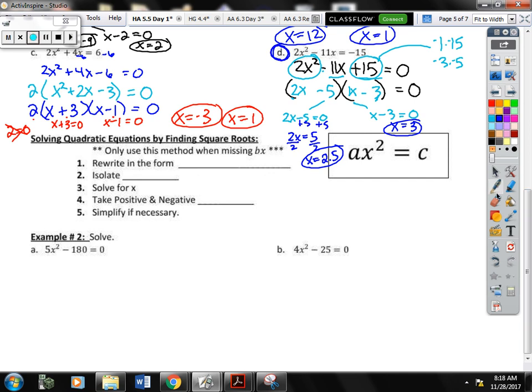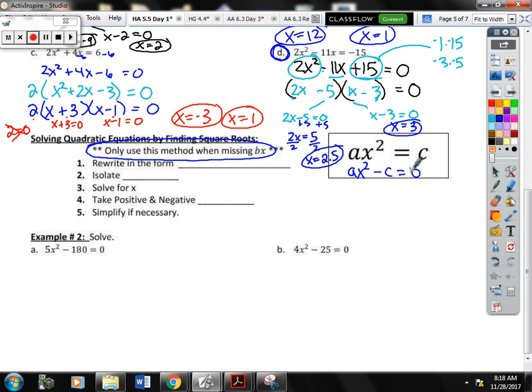All right. Last type we're going to look at today is solving quadratics by finding square roots. Now, this method only works when you're missing the bx term, so when there is a 0x. It'll look like this format, or it could also look like this. One of those two formats, but you're still missing the bx term. You have nothing with just an x attached.